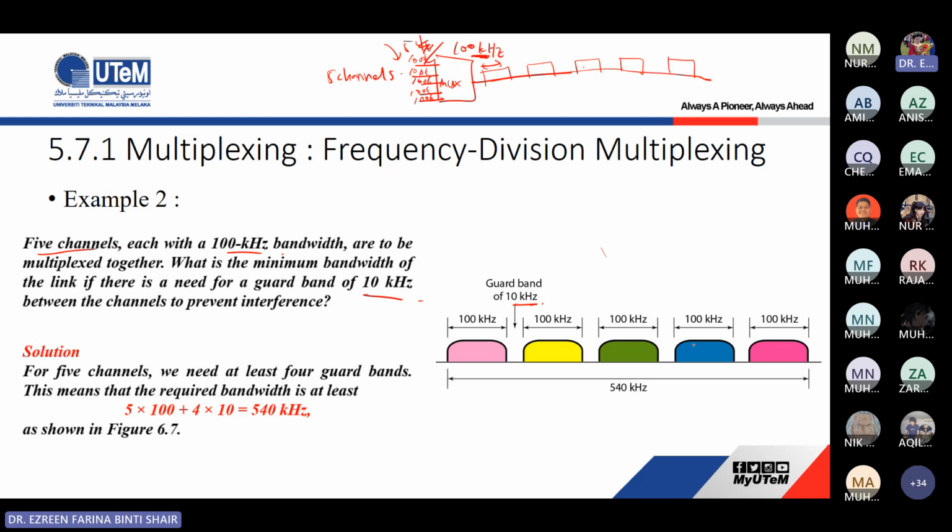10 plus 100 plus 10 plus 100 plus 10 and plus 100. Okay, so basically it is 5 signals, 5 multiplied with the bandwidth of 100 kilohertz, plus the guide band. The guide band, you have 4 guide bands: 1, 2, 3, and 4. So one guide band is 10 kilohertz. Okay, so basically the overall bandwidth that you should have is 540 kilohertz.